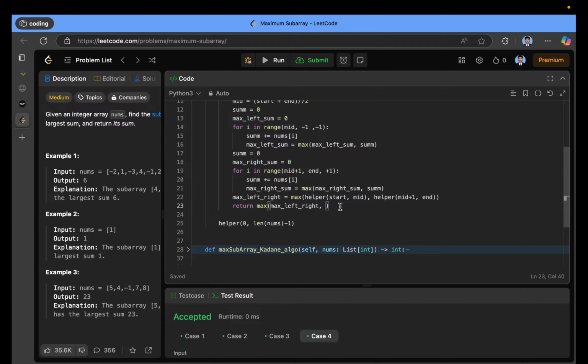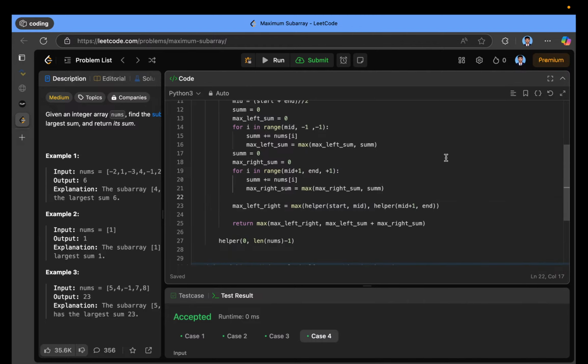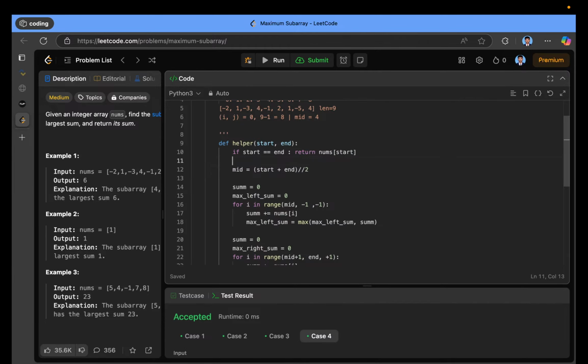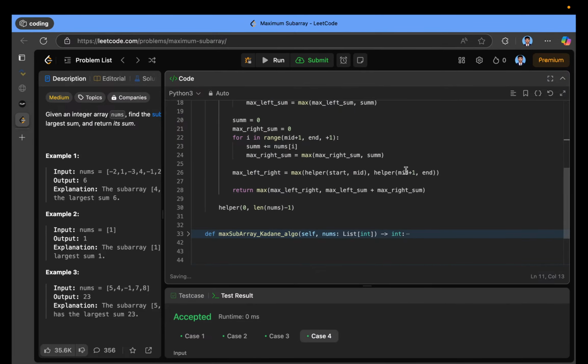Max left, right, and there is one more thing. Max left, right. What was it? Okay, max left sum plus max right sum. I think it should work. It should work, bro. It is a headache for me if this does not work because I don't know what I have written in this.